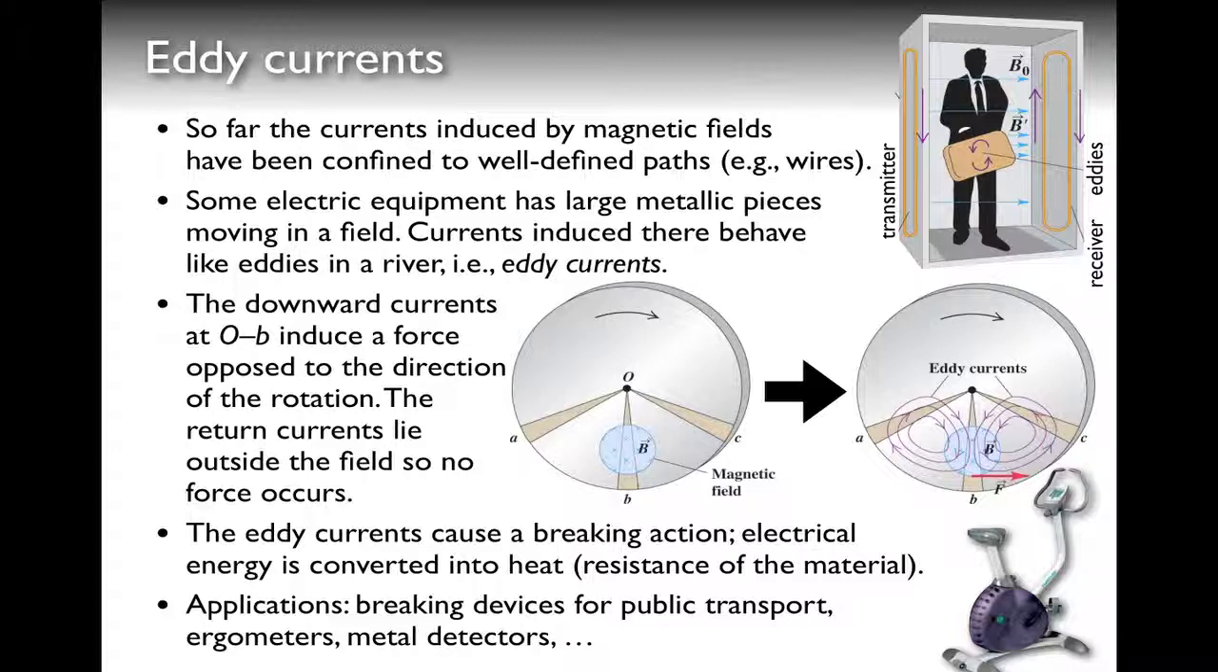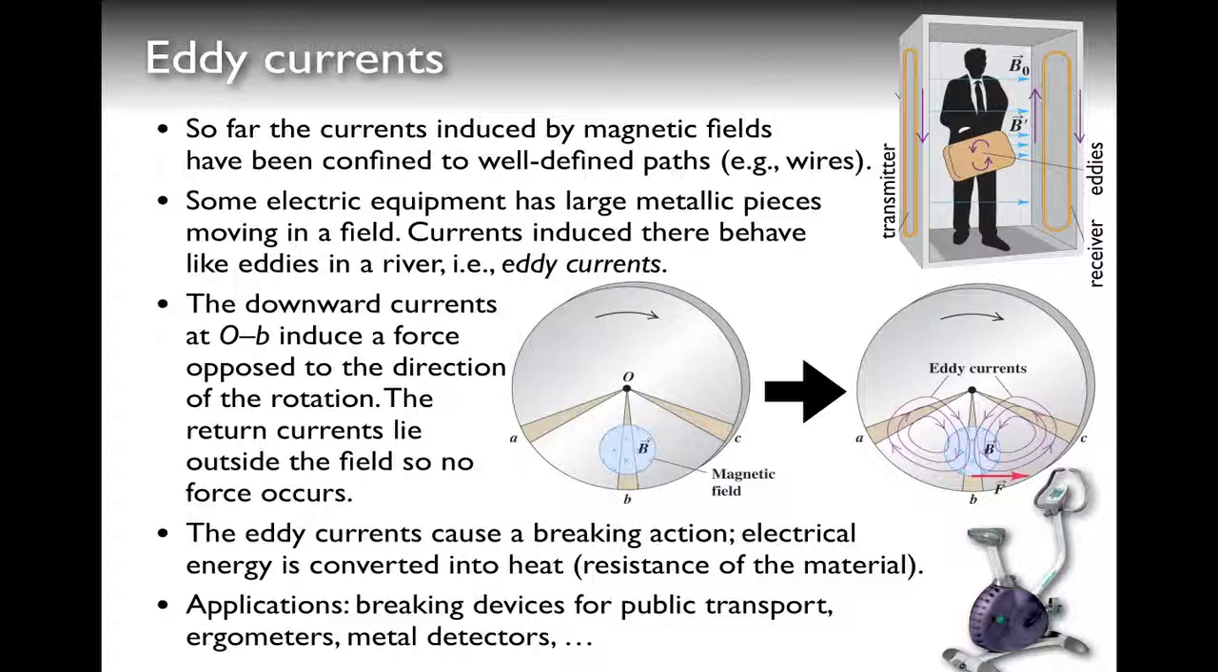For example, if we now study a large circular metallic plate and only one zone in this plate is actually exposed to a magnetic field, as shown here by this light blue circle, you will obtain downward currents in the direction OB that induce a force opposed to the direction of rotation due to Lenz's law, and these return currents will lie outside the field zone, so actually no force occurs. So what you have, as you see on the right hand side, are these eddies or swirls of currents going around. Now these eddies will cause a braking action where electrical energy is converted into heat, therefore producing a braking force that is due to the resistance of the material.